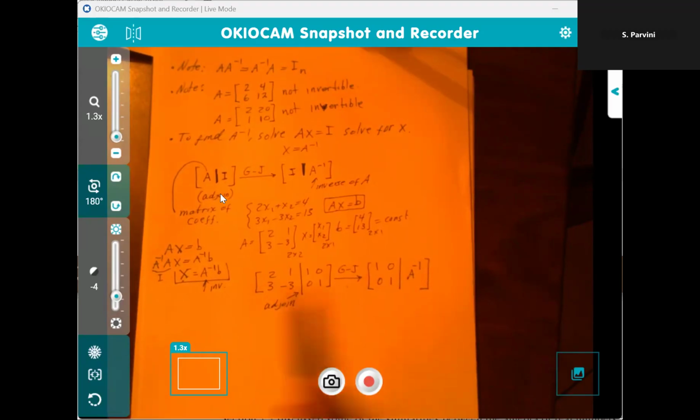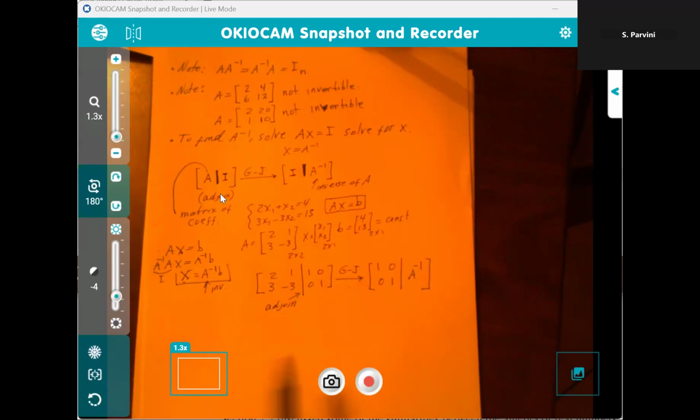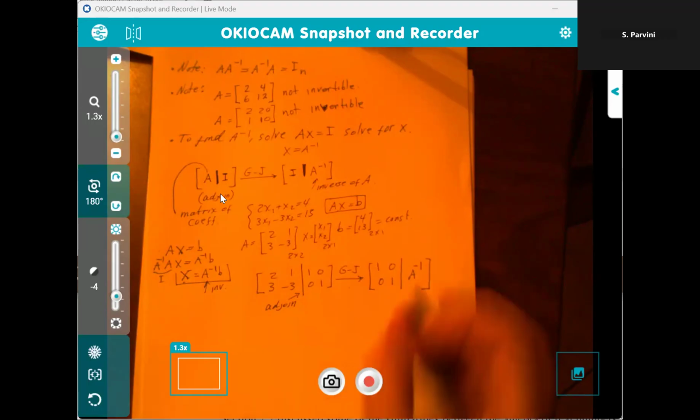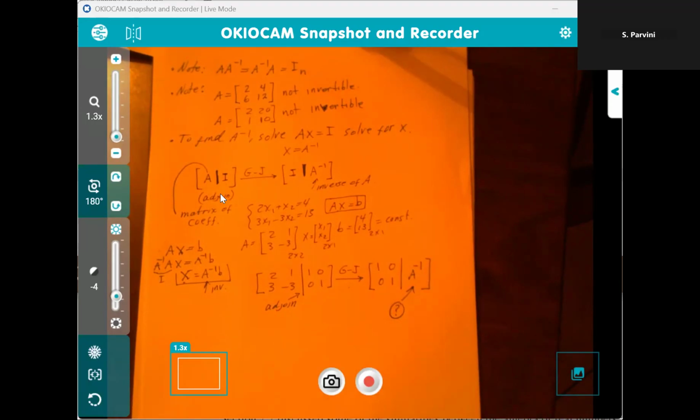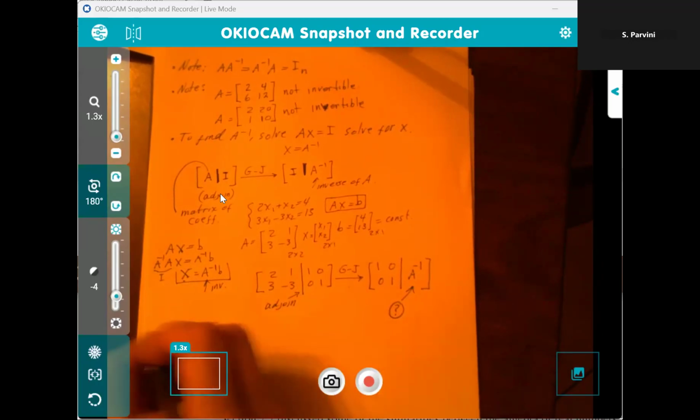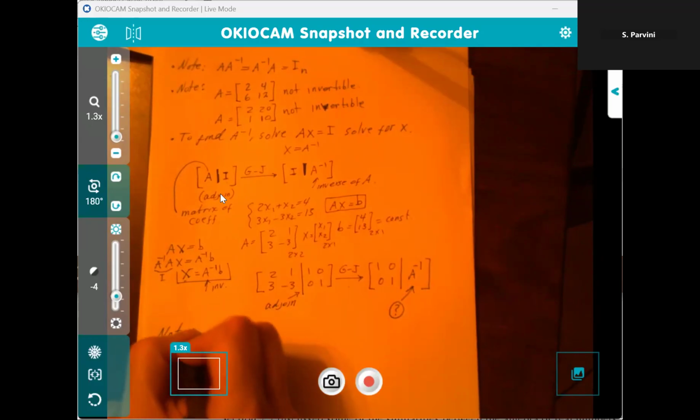So that's where we're going to go. We go to SymbolLab in order to do that step. And let me put a question mark. That's what we want to find out. Because once we have that, our next step is to multiply it by B, and then that solves the system. If everyone's good.